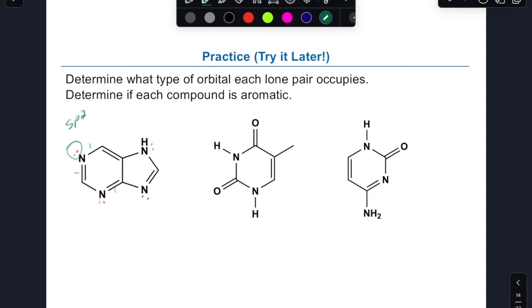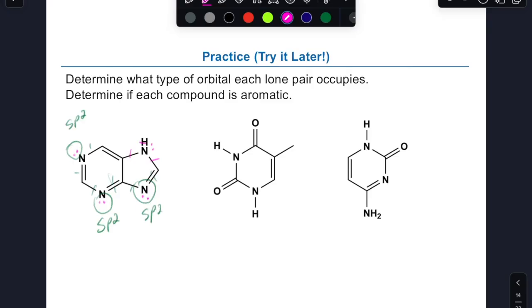Similarly, we have 2 sigmas and a pi. Since I already have a pi bond, this one also is an sp2 orbital. Here we have, again, 2 sigmas and a pi. That means it's in an sp2 orbital as well. This last one's different. Here we have sigma, sigma, and sigma bond. We have 3 sigma bonds.